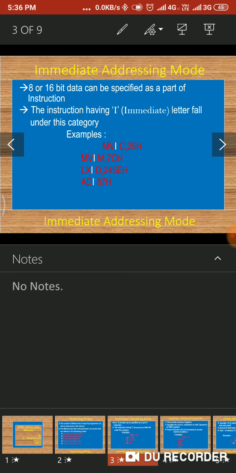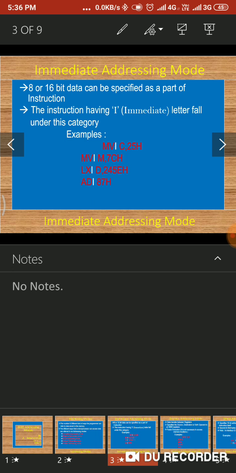The data will be transferred between the HL register pair and stack pointer. The next instruction is an exchange instruction. Here the data will be exchanged between the HL register pair and the DE register pair. The next is INR L, that is incrementing the value of the register L by 1.